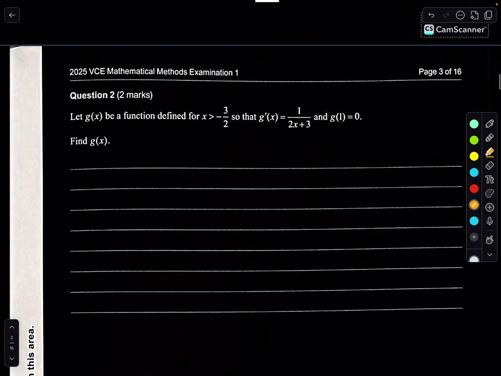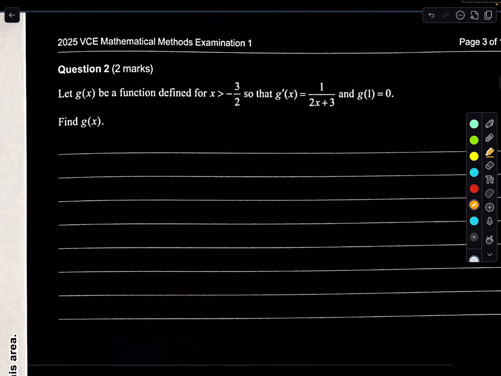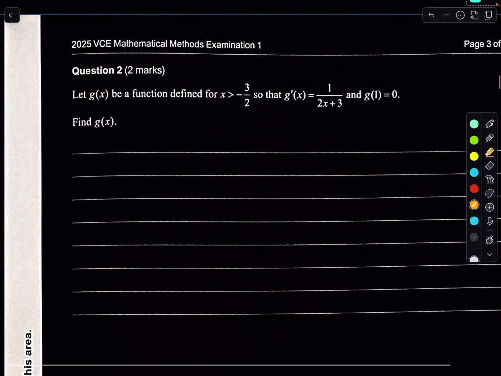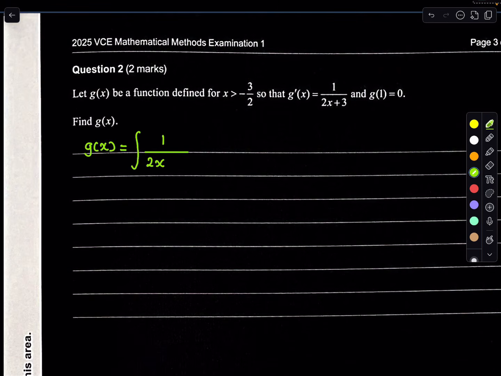Beautiful. Question 2. Let g of x be a function defined where x is greater than -3/2, so that g dash, so the derivative function of it, is 1/(2x plus 3), and we're also given an initial condition, probably because we're going to integrate. Yes, find g of x. So we're trying to find the original function g of x, so we have to integrate here. So to get g of x, you need to integrate 1/(2x plus 3) dx.